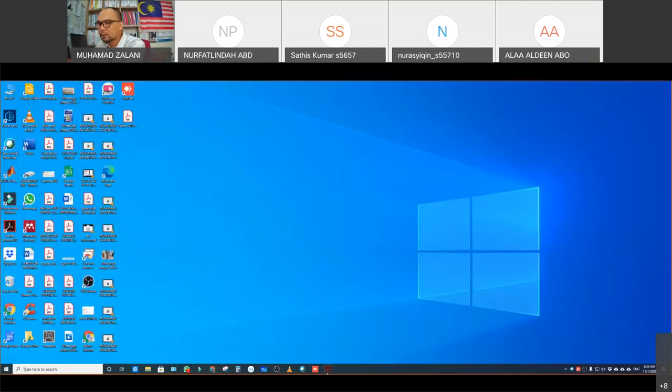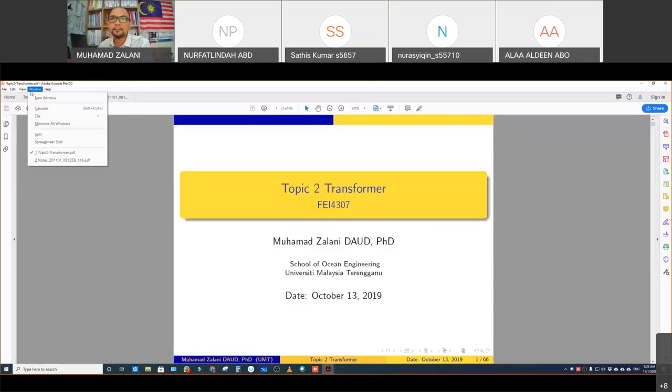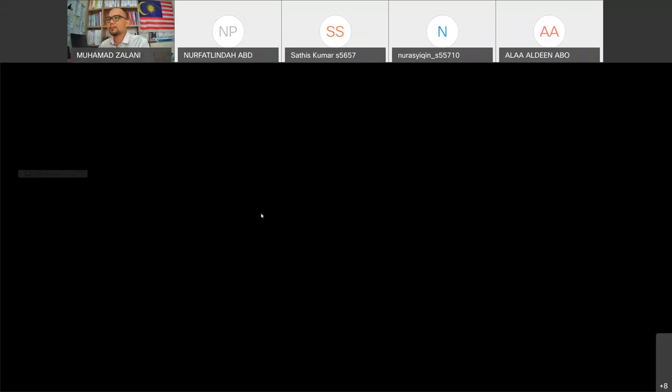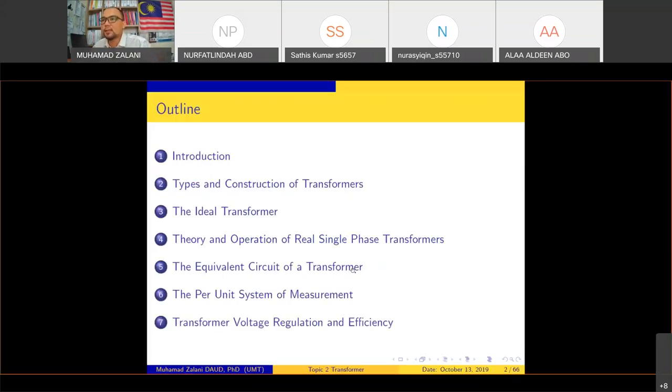All right. So back to this slide. Full screen. Okay. So these are the outlines of the sections to be discussed in topic 2. We have about 7 sections. 2.1 is a bit of introduction about transformer, and then 2.2, types and construction of the transformer. There are 2 types, which are shell type and also core type. We'll be discussing the types of the transformer in more detail later, right?